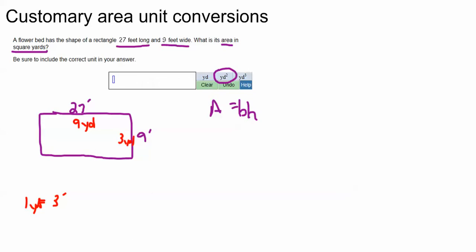So since they're asking for area in square yards, we're now going to multiply together the dimensions, length times width, now that they are in yards. So we have 9 yards times 3 yards, which gives us an area of 27 square yards.